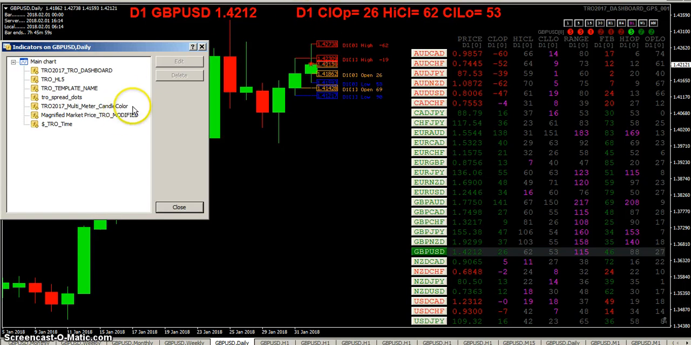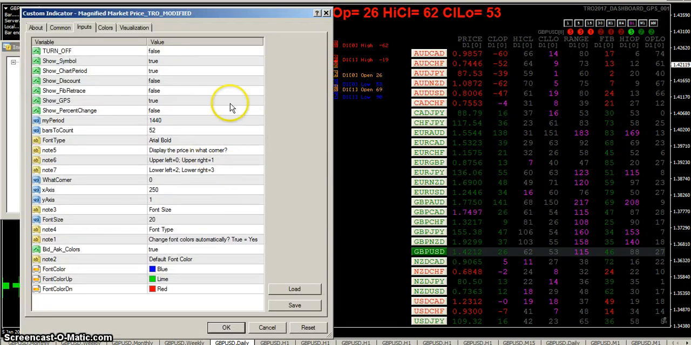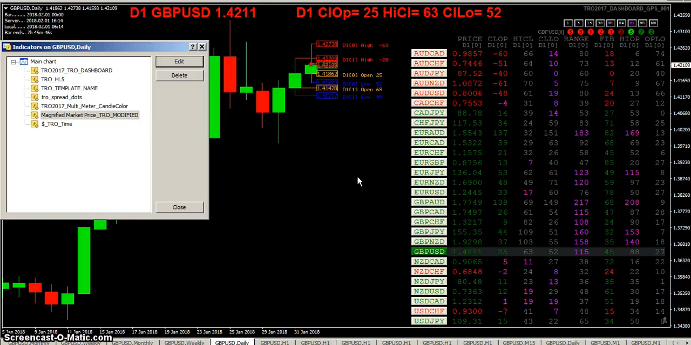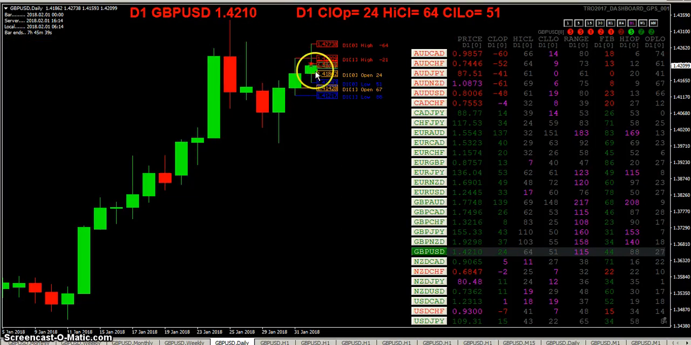And this is just one of the modifications I made. You can show the discount, the fib retrace. This is the GPS, so you know where price is on the chart. And you can see we've been up 3 days in a row. Buzzard reversal time. For those of you who don't know what a buzzard reversal is, based on statistics, after 3 bars of the same color in a row, the probability that price is going to switch direction increases.